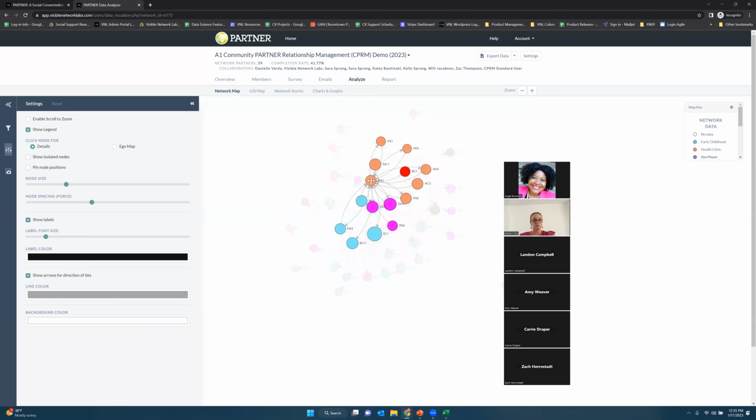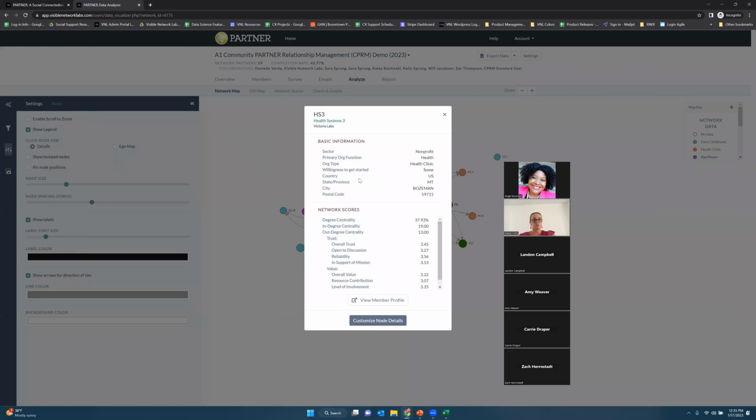So right now it's showing details. If I click on any node here, it will pop up with a little box, and it will tell me some information about that member. So it will tell me any attribute information we have listed, if there's an address, and it will also give me their scores. And then the best part is it will also link you right to that member profile. So if you want more information on them, you have easy access to that.